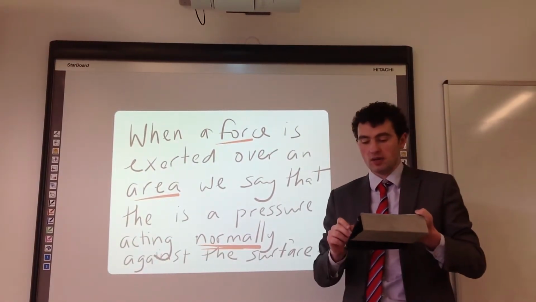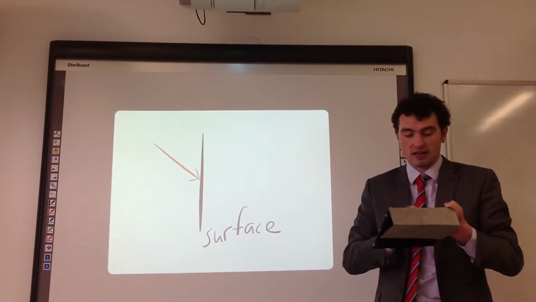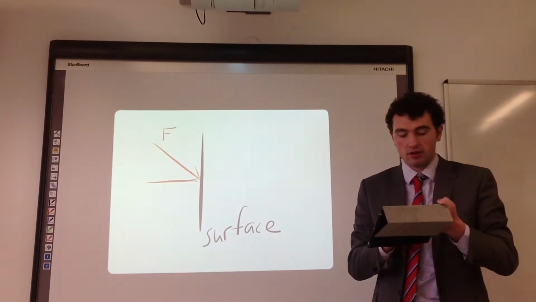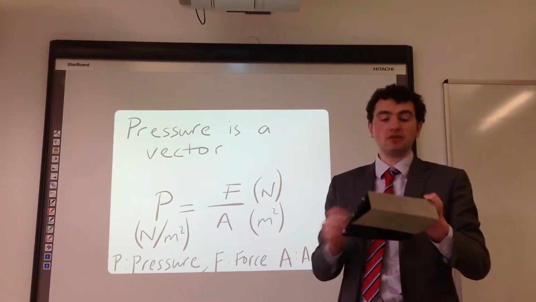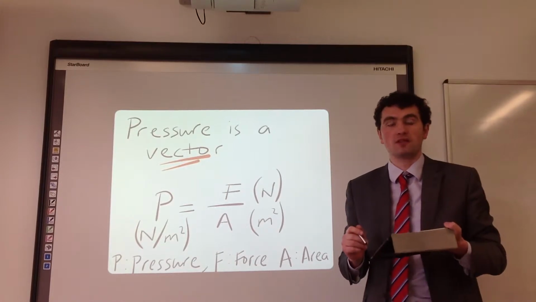So what does this word normally mean? Well, even if the force isn't acting perfectly against the surface, say for instance it's acting at an angle, we would say the pressure is acting normally against the surface. And pressure is a vector, so that means that the direction is important. Pressure is defined as the force divided by the area.